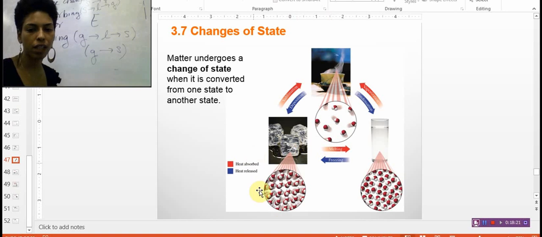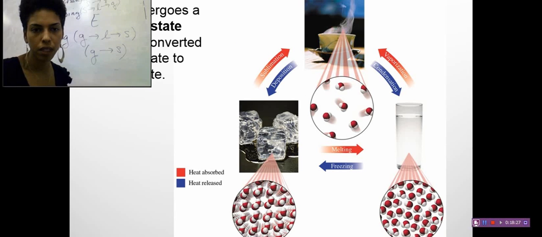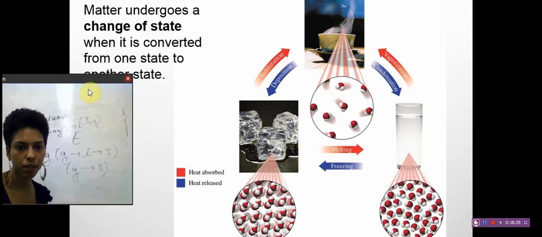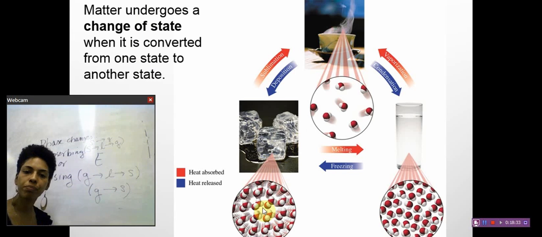If we look here, let's make our screen big. If we look here, we can see that it's a cycle. Whether we are absorbing heat, going in this direction, or if we're losing heat, going in this direction. All right, so let's take a look at each one of these terms individually and how they relate to each other.